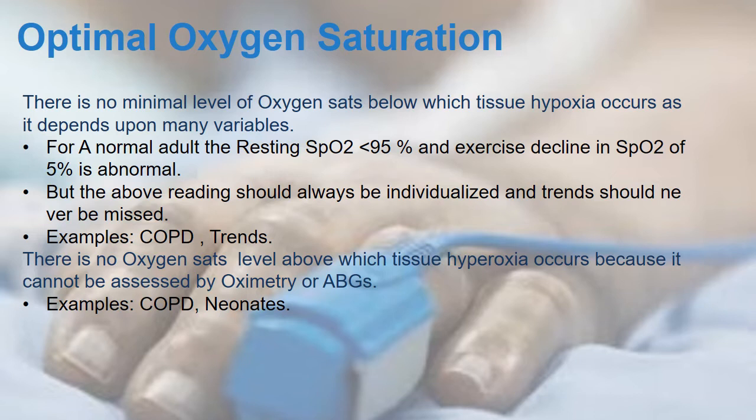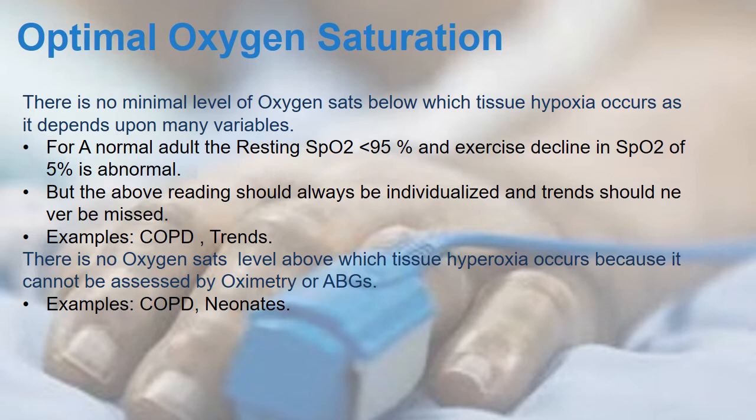The other thing is that we have to check the trend of the saturation. We don't have to stick to one reading. For example, in COPD, patients don't need a hyperoxic saturation because they are on a hypoxic respiratory drive. They maintain their respiration and carbon dioxide levels when they have a saturation around 88 to 92%. So in a COPD patient, you don't have to overzealously give oxygen, and you are going to ruin the patient if you do this.